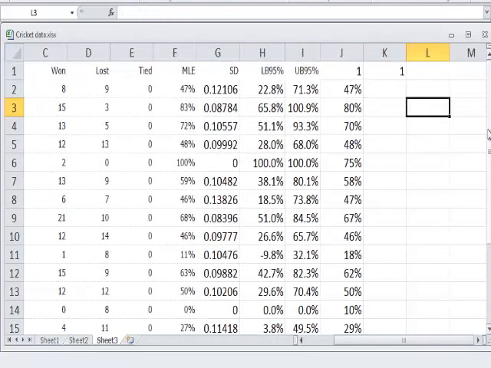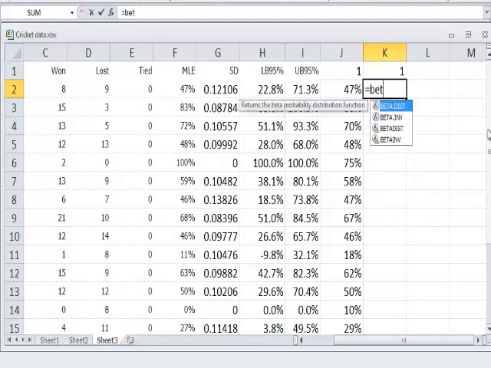Now, the last thing that I want to do is look at the credible interval, which is the replacement for the confidence interval. Okay, I got rid of this one. Now, the credible interval for the beta will be, do I have the beta density here? I don't know. Beta inverse, wow, that's great. Beta dot inverse.